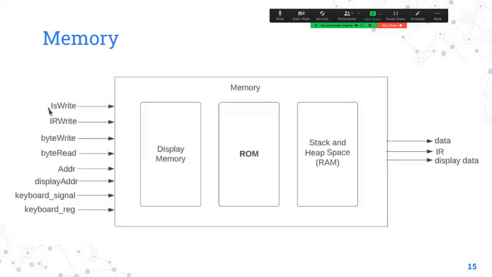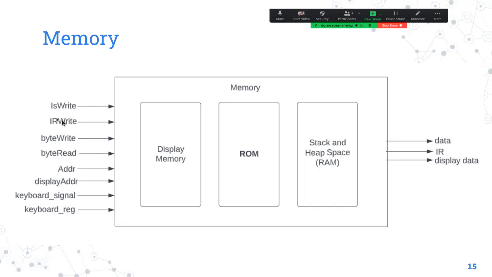I'll explain again. Write is 0. Instruction register write: should I write to the instruction register, the register that stores the 32-bit instruction? That would be 1. Byte write would be 0. Byte read would be 0. Address would be PC. You'd connect these things. You'd be selecting a bunch of bytes, selecting the address. The PC you will connect to the address. The display address and keyboard signal, ignore this. Keyboard register, ignore this.